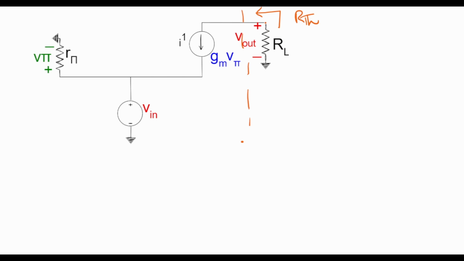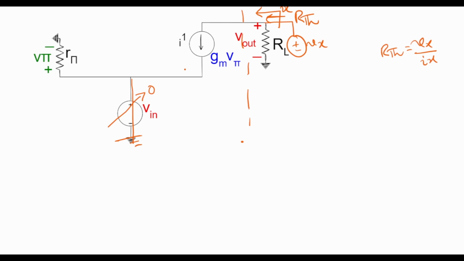For that, what we do is that we connect a voltage source Vx which pumps a current Ix into the network, and then we find R Thevenin as Vx over Ix under the condition that sources are turned off. So V in is an independent voltage source, so this goes to 0, which means that we have a short here to ground.